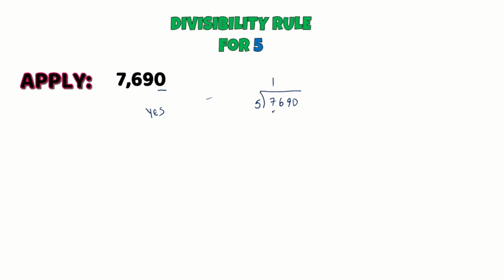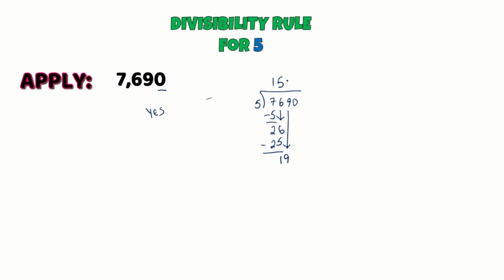1 times 5 is 5. 7 minus 5 gives us the difference of 2. We're going to bring down our 6, changing 2 into 26. 5 divides into 26 5 times. 5 times 5 is 25. 26 minus 25 gives us a difference of 1. We're going to bring down our 9, changing 1 into 19.